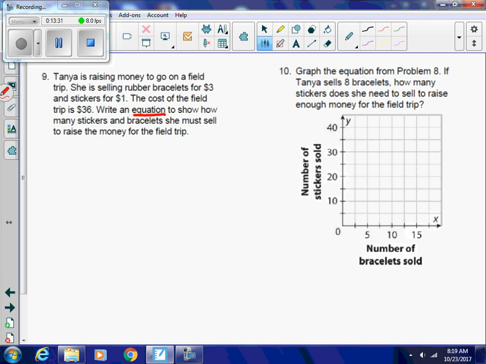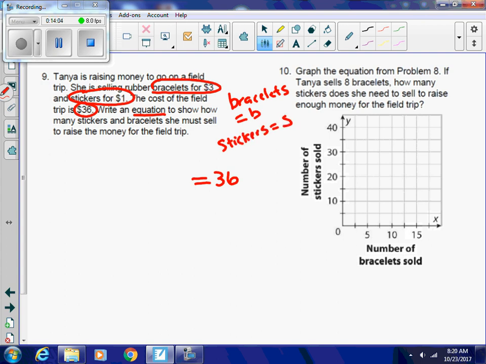So the total she needs is $36, so it's going to equal $36. Well, we have bracelets for $3 and we have stickers for $1. So why don't we call bracelets B? They didn't tell us what to call each one. Bracelets equals B, and we'll call stickers S. You can use X and Y if you want. Doesn't matter what you use for your variables unless they tell you. So I'll call bracelets B.